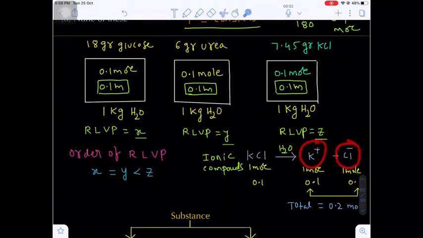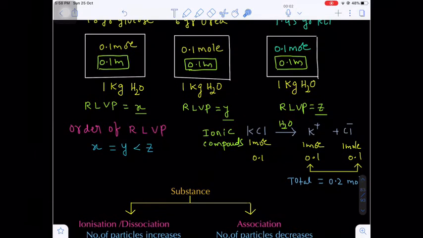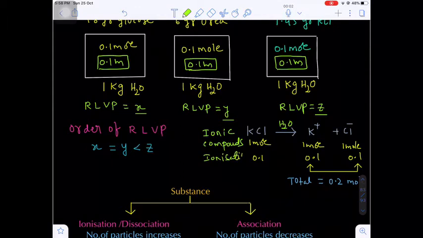So we have to consider the concentration of each ion in the solution. So overall concentration will be what? 0.2, compared to the first two solutions, that means 0.1, 0.1. But in the third solution, what about the solute? Solute undergoing what? Ionization, since it is an ionic compound. Here, what is the phenomenon that occurs? Ionization, otherwise dissociation. Because of ionization, does the number of solute particles increase or not?